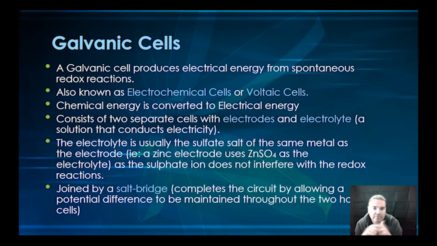The discoverer of this cell was Alessandro Volta, an Italian chemist, and he discovered that when you have two different metals and a solution that conducts electricity between them, you actually can produce an electrical current through a spontaneous chemical reaction.